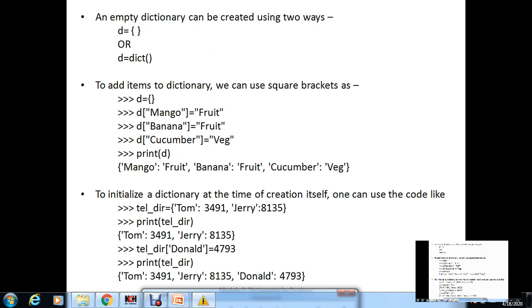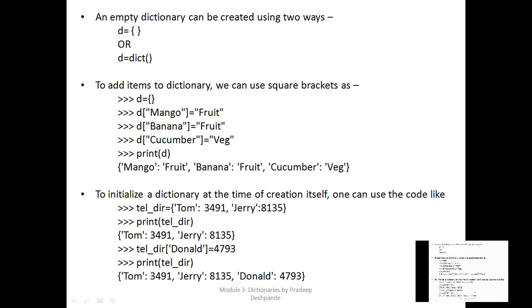If you want to display the value of a particular key, you use the dictionary name with the key in square brackets. Here it is Donald, and if you mention 4793, it will be created. So we are adding one more element to the telephone directory. Now if you print the telephone directory, one element will be added: Tom 3491, Jerry 8135, Donald 4793. This is how we can add elements to the telephone directory.